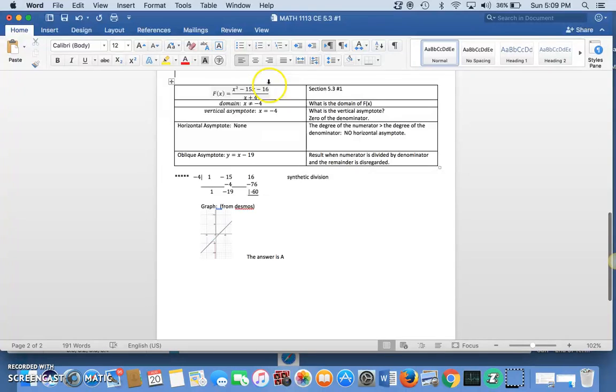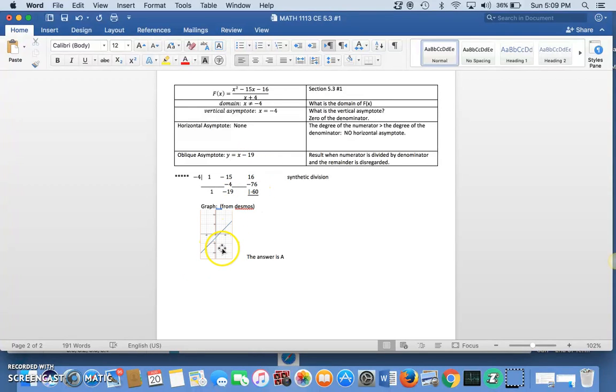The coefficients of the numerator are 1, -15, and -16. You bring the first term down, the 1, and then you multiply it by the -4. Put it under the -15. Add -15 and -4, get -19. You multiply, you get 76, and you add, and you get 60. So that is the remainder. You do not worry about the remainder. It is irrelevant completely. And your oblique asymptote is y equals x minus 19.